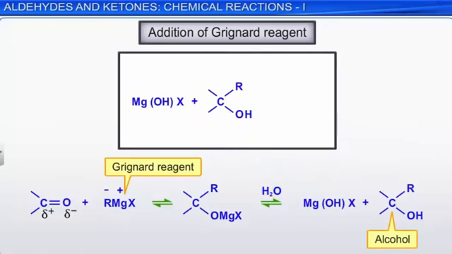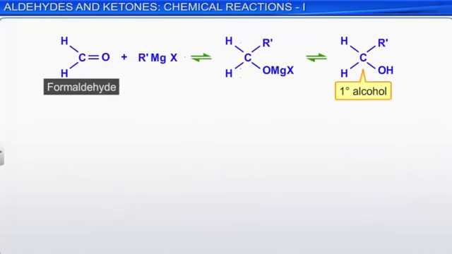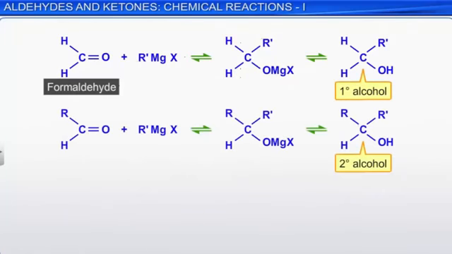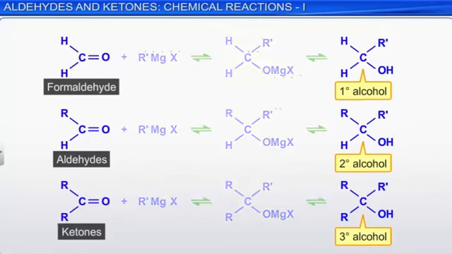As you can see, formaldehyde produces a primary alcohol, a secondary alcohol with the other aldehydes, and tertiary alcohols with ketones. This relationship arises directly from our definitions of aldehydes and ketones, and our definitions of primary, secondary, and tertiary alcohols.